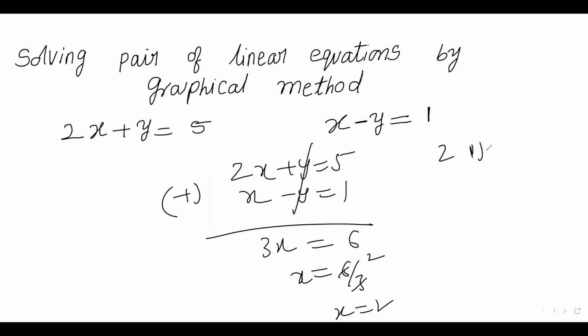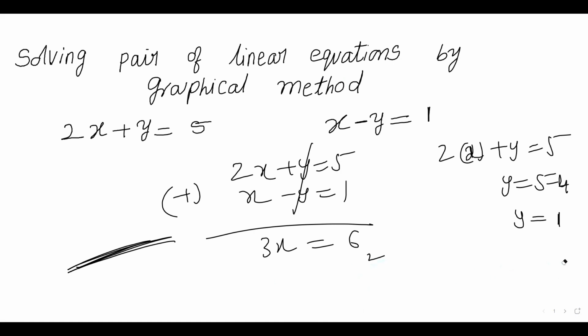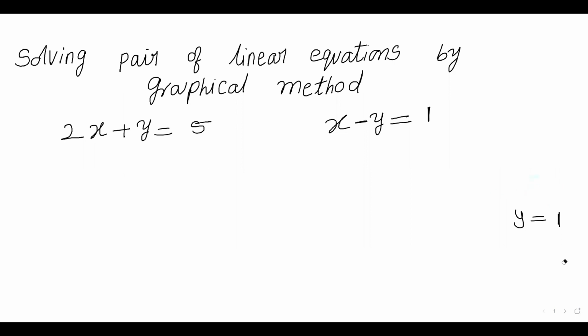Put it in the first equation to get the y value, which is 5 minus 2 into 2. Yes, 2 into 2 is 4. 5 minus 4 is 1. Yes, x comma y is 2 comma 1. This is the elimination method. So in the elimination method also we got the same answer. The solution of both the equations is 2 comma 1. So this is how you solve linear equations through graph.